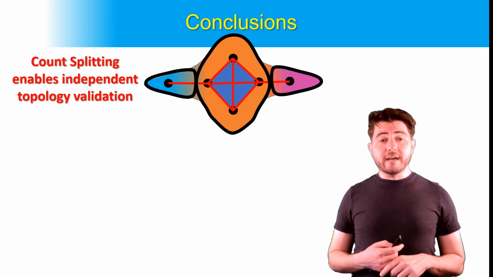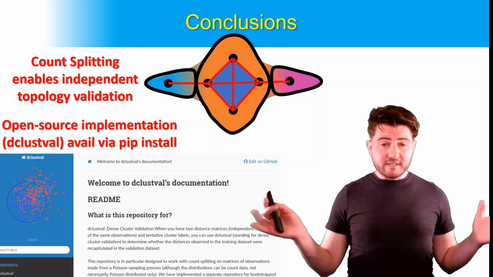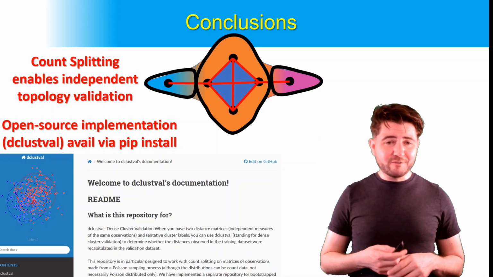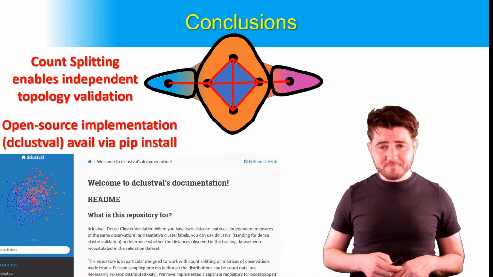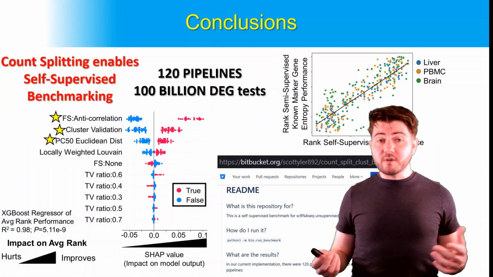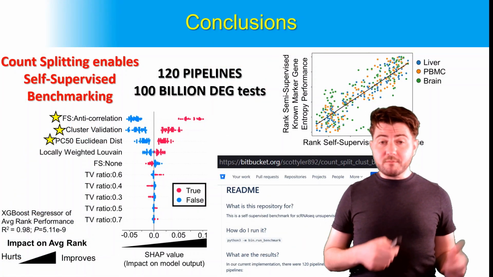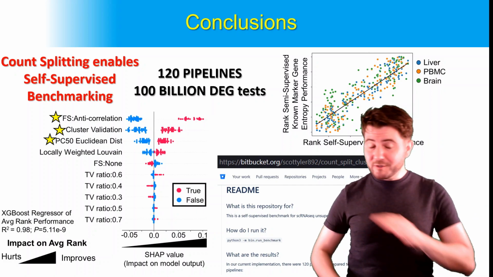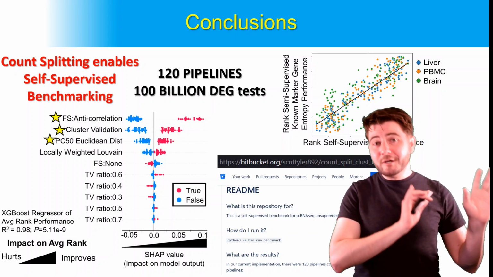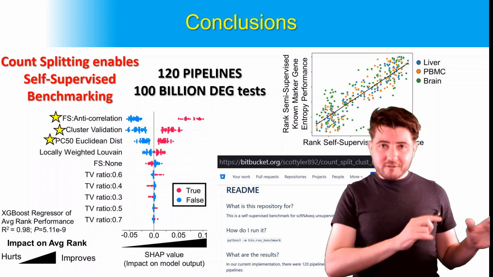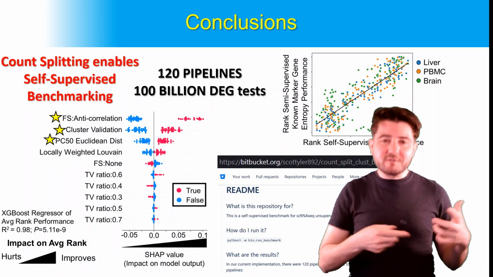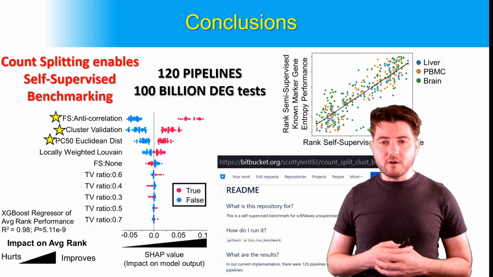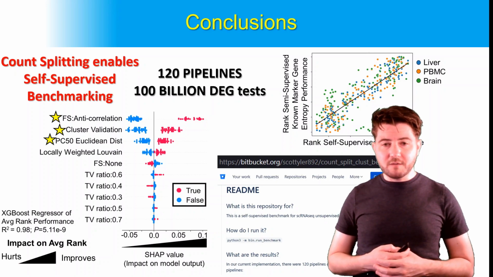And it's already freely available, pip installable, with a nice little README on Read the Docs and GitHub. And we've also shown that you can use count splitting to enable self-supervised benchmarking. You don't have to know the ground truth anymore. You can just let the pipeline decide what is the algorithm that gives me the greatest number of reproducibly different clusters. And the source code for this is also already available on Bitbucket.